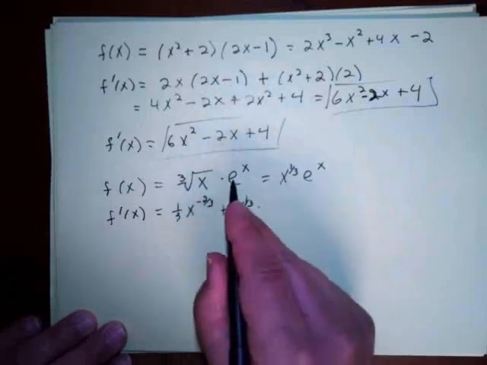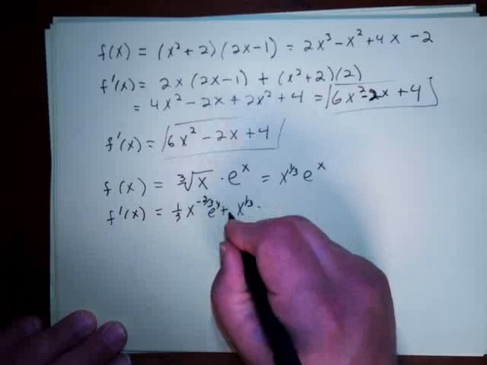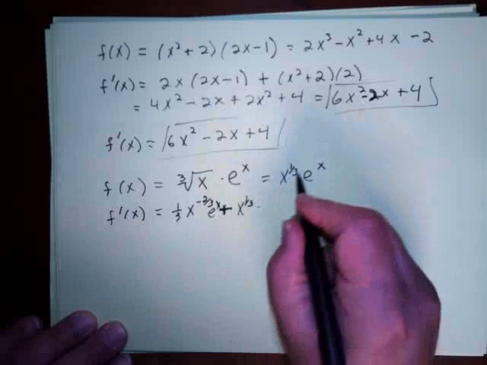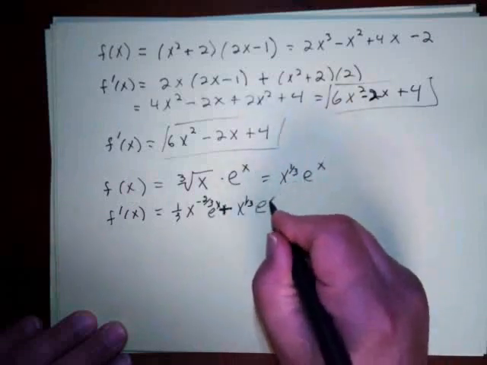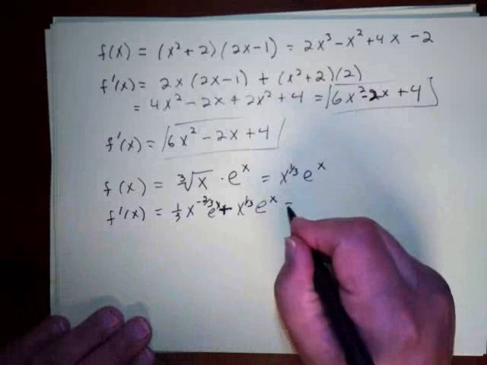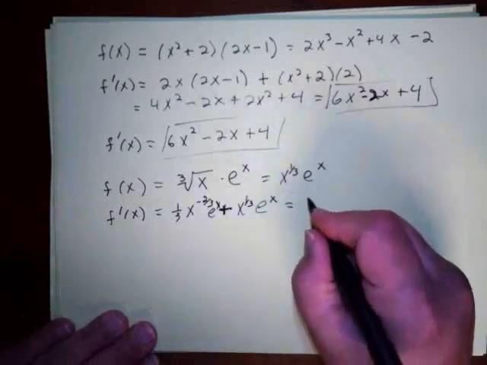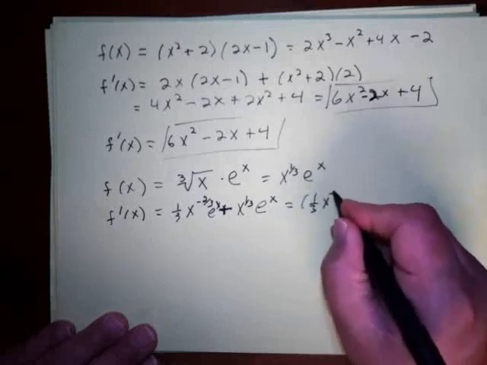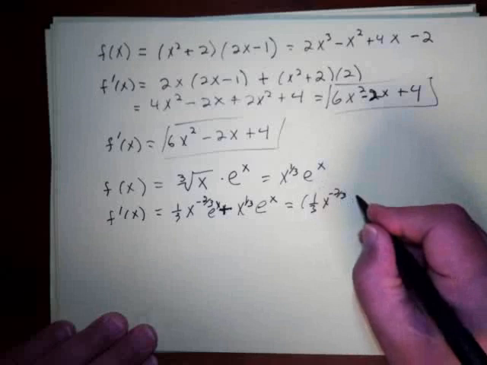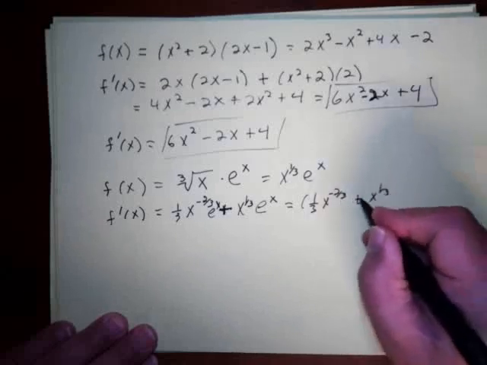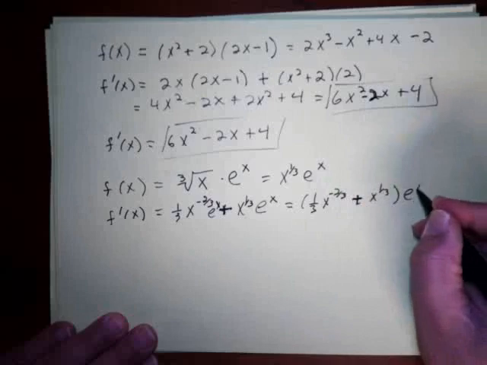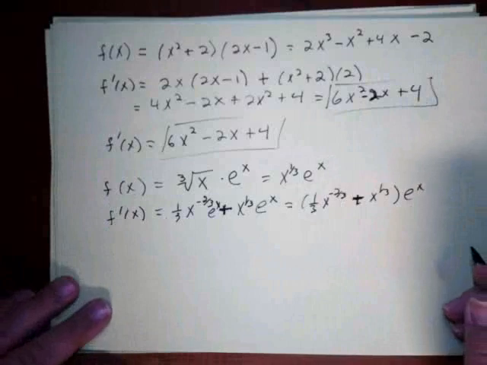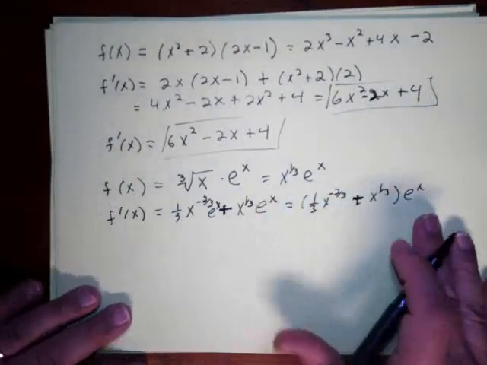Sorry, I took the derivative of this one times e to the x, so I would get e to the x there. And then that function, and the derivative of e to the x would just be e to the x. And so I don't know, we could rewrite this as 1/3 x to the negative 2/3 plus x to the 1/3 times e to the x. I could factor out the e to the x, and I suppose I could put these over a common denominator or something, but that's good enough.